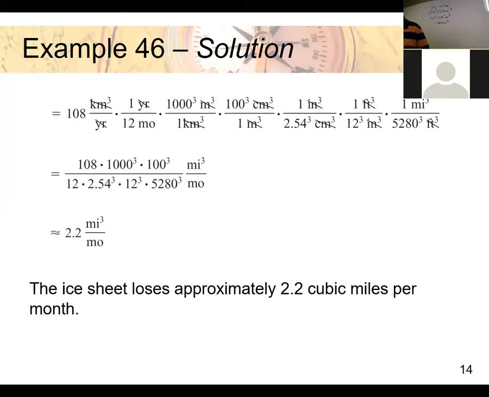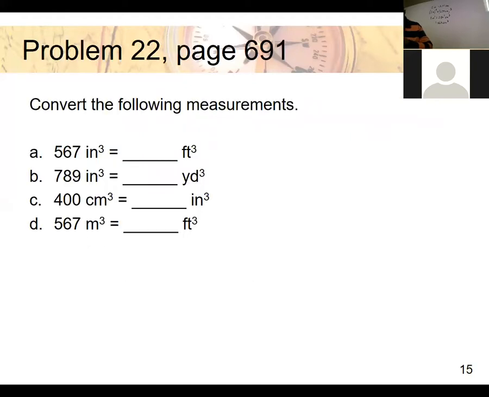Now I'm going to do one of the problems here that's in the textbook on page 691. Starting with this one, let's say we had 567 cubic inches. We want to convert that to feet.